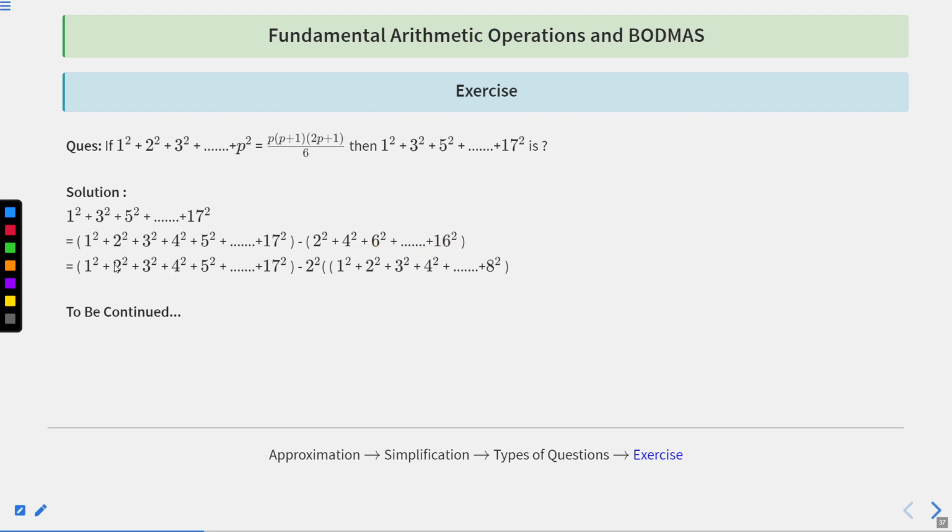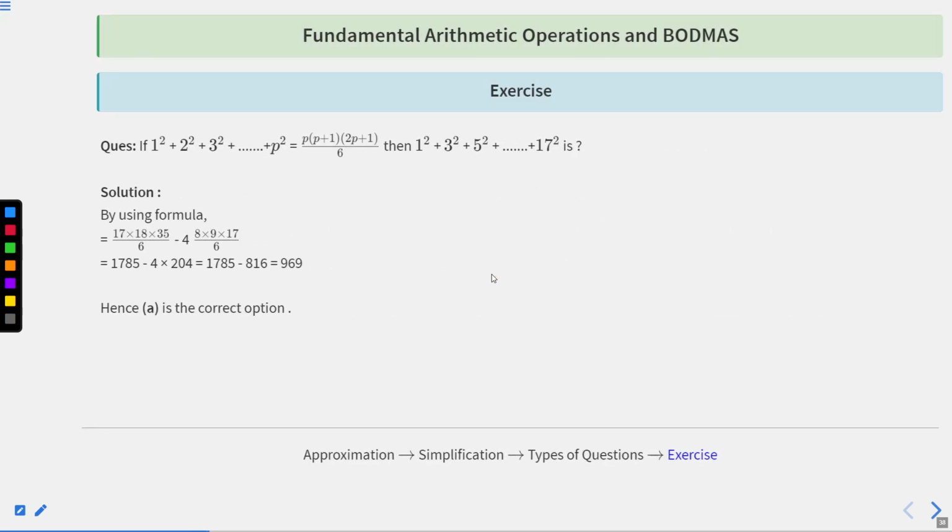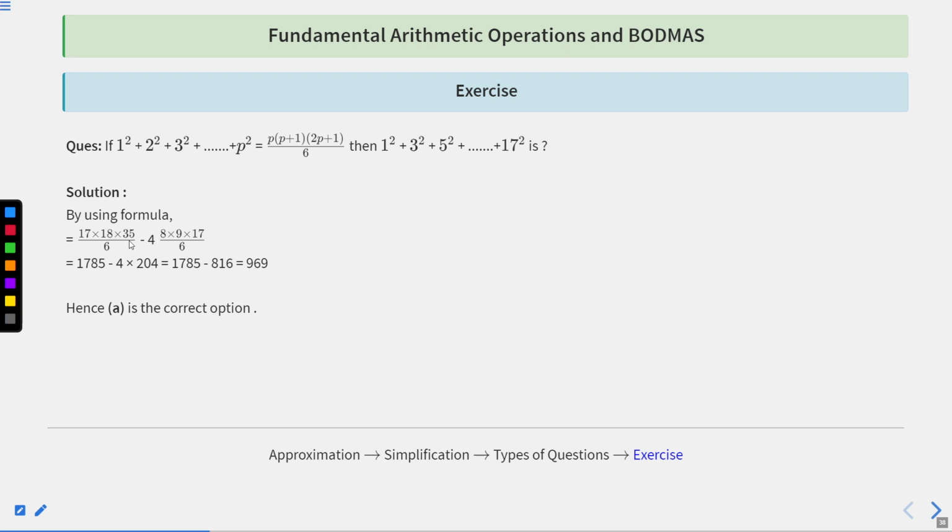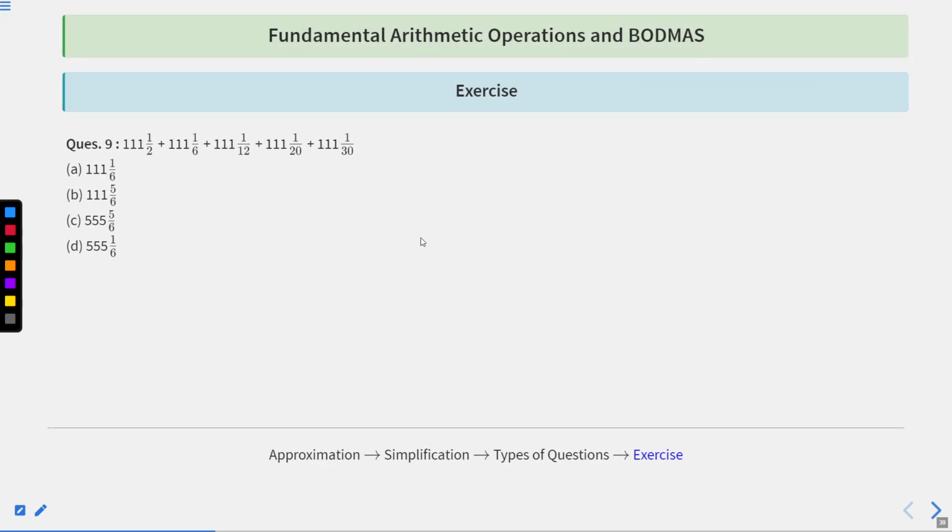Okay, so this thing can be written as 1 square plus 2 square till 17 square minus 2 square can be taken out common. So it will be 1 square plus 2 square plus 3 square till 8 square. So by using the formula, it will be 17 times 18 times 35 upon 6 minus 8 times 9 times 17 upon 6. And on simplification, you will get 969, and the correct option here will be option number A. Moving to problem number 9.